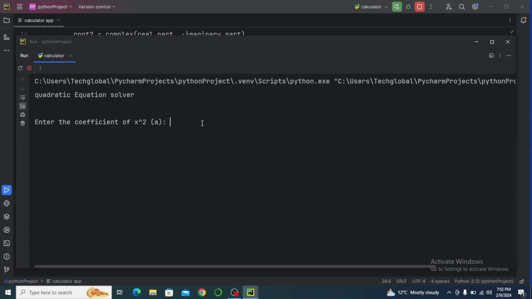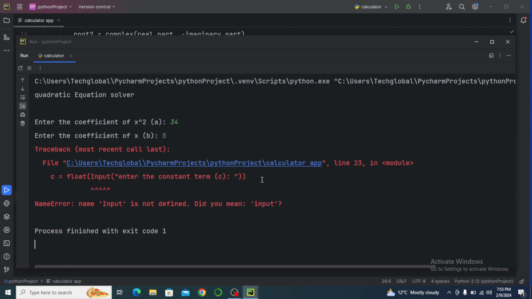So it's asking for the value, enter the coefficient of a squared, in this case 34. Let me also be present on my calculator to be sure that our program is giving us the correct answer. So let me select equation on my calculator, quadratic equation. I'll be entering it as well. 34. It says the second coefficient, let's say 5.